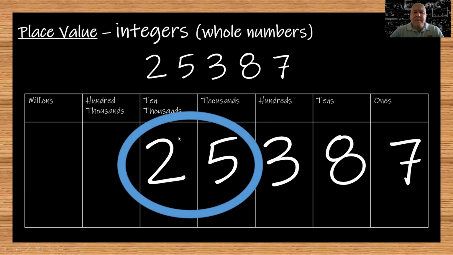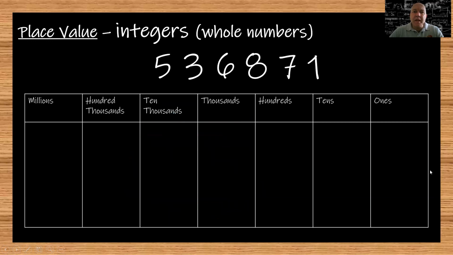So here we've got 25,387. So we lump these two values together, the 10,000s and the thousands, to give us 25,387.